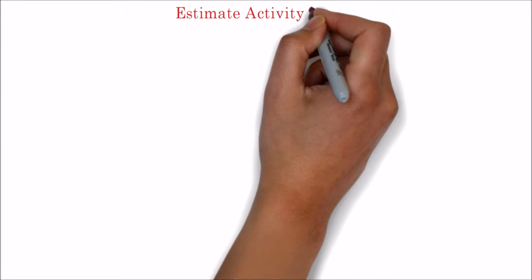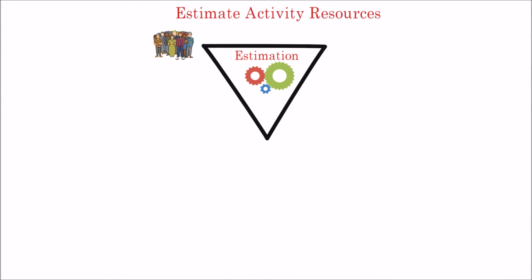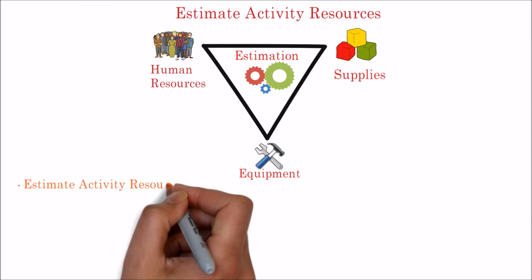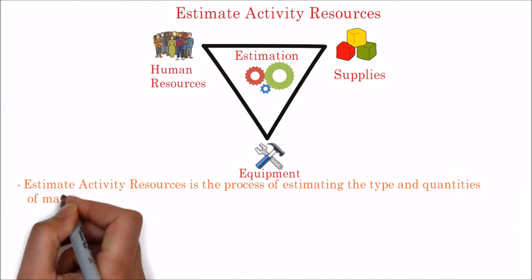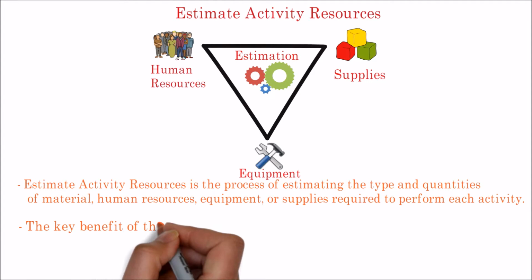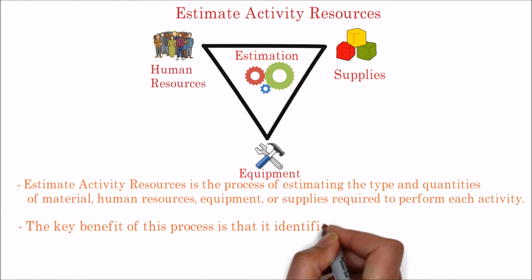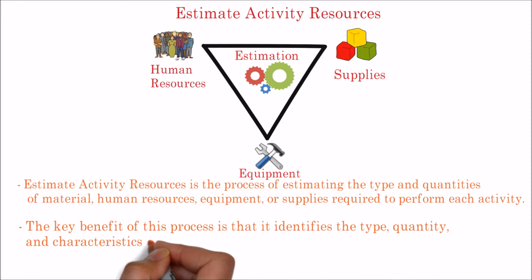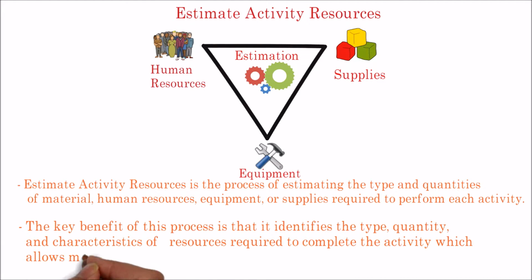Let's learn about the Estimate Activity Resources process in this video. Estimate Activity Resources is the process of estimating the type and quantities of material, human resources, equipment, or supplies required to perform each activity. The key benefit of this process is that it identifies the type, quantity, and characteristics of resources required to complete the activity, which allows more accurate cost and duration estimates.